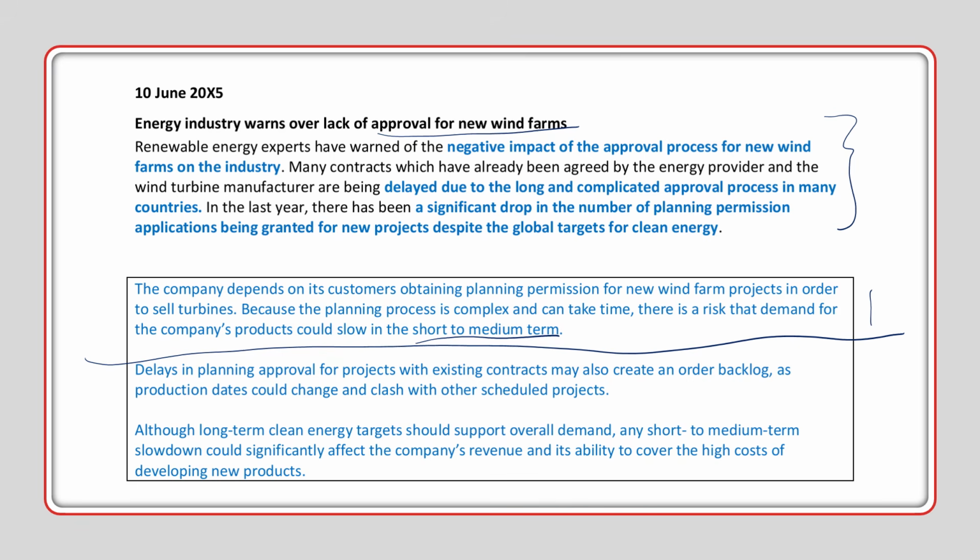I could also talk about the fact that the delays in planning approval for projects where existing contracts have already been signed could create an order backlog, right? Because production dates could change and they could clash with other scheduled projects. So I need to talk about how this delay is going to affect my other projects. And like I said earlier, if your evaluation is based on the magnitude of that problem for this particular client or a discussion of another impact, you could potentially also be getting extra professional skills marks in addition to these 2 technical marks. So this one was more focused on what's happening in the industry overall.